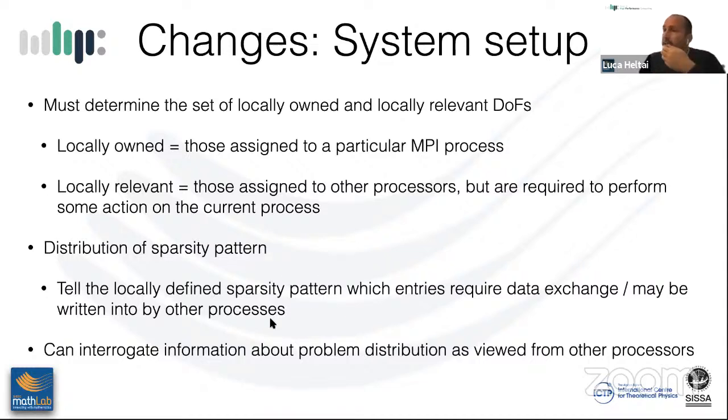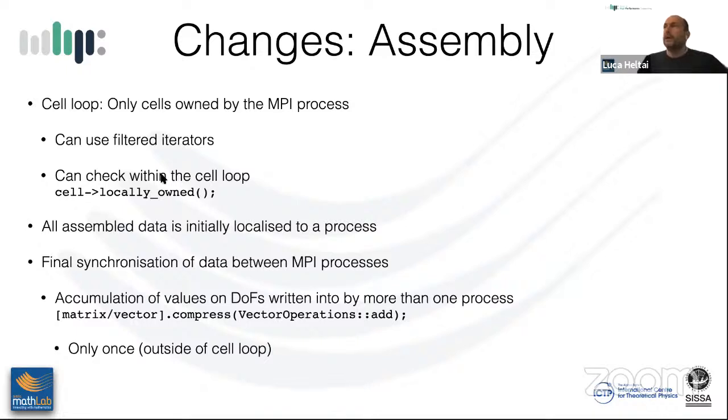Okay. So there are a lot of these things that need to be changed in order for things to work. And you will see some of this looks very harmless, and some of this is very difficult to understand and very difficult to write if you don't do things correctly. So we will experiment a little bit with this, and we will try to understand what the main errors actually do. So how do we change the assembly? Well, the assembly will look very similar, with only one exception. We only loop over cells that are owned by the local MPI process. You can use filter iterators, or you can check within the cell loop if your cell is locally owned. Okay.